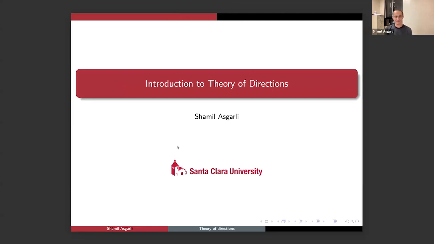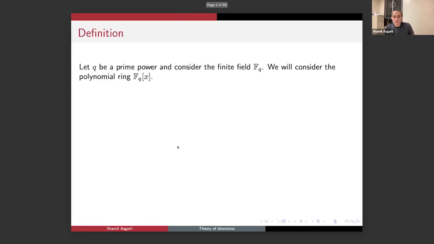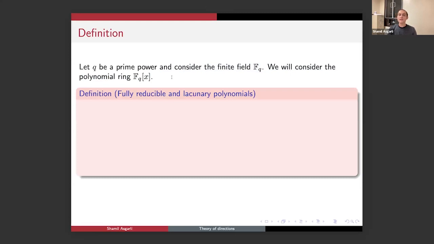So I'm really excited to talk about the theory of directions. This is part 2 of my mini course. We're going to start with two fundamental definitions. Let q be a prime power and consider a finite field F_q. We'll consider the polynomial ring F_q[x], the polynomial ring in one variable, and we're going to define two things: a fully reducible polynomial and a lacunary polynomial.